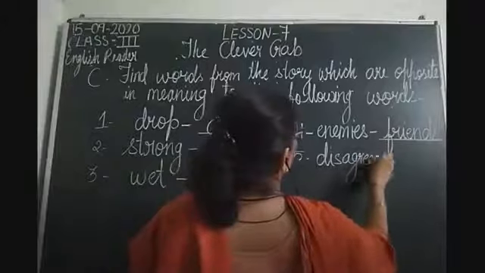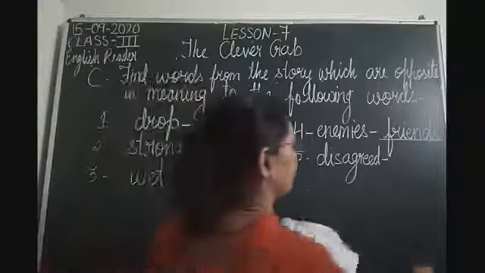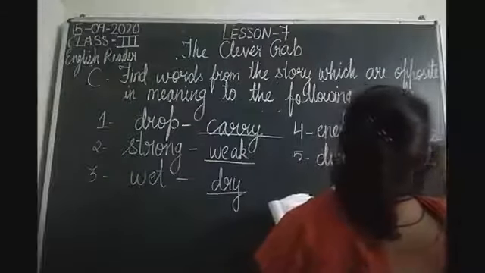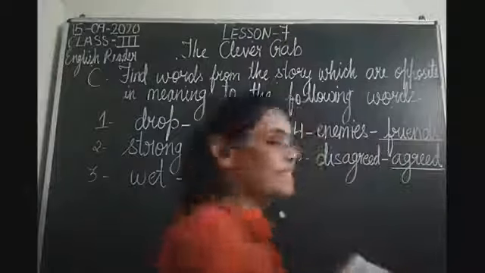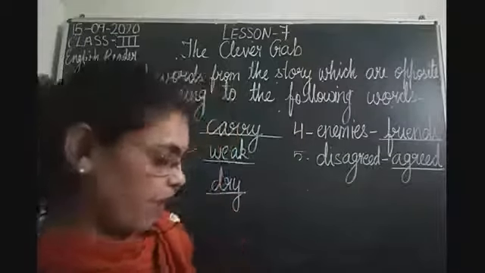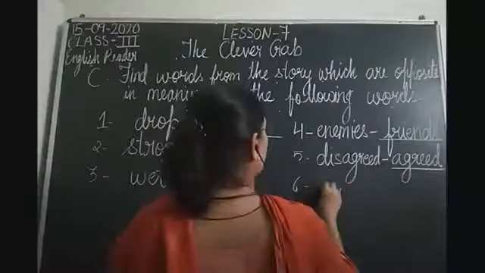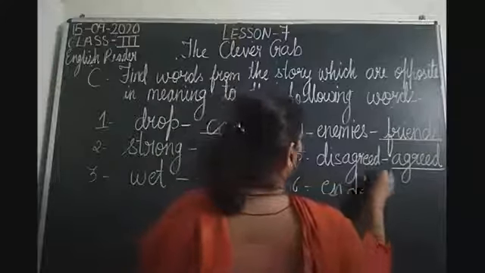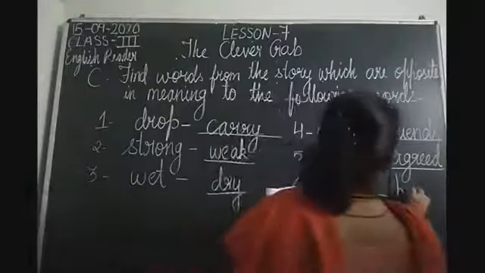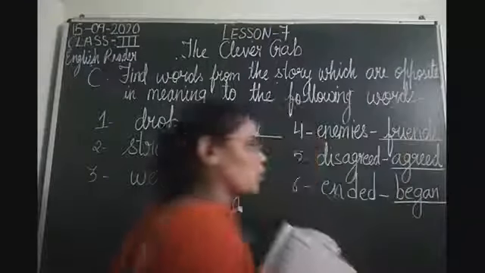Then the fifth word is disagreed. And the opposite of disagreed is agreed. Disagreed means not accepting what someone says. Agreed means to accept. Disagreed, agreed. And then the sixth word is ended. And the opposite of ended is, children, began. Ended means खत्म होना and began means शुरू होना.